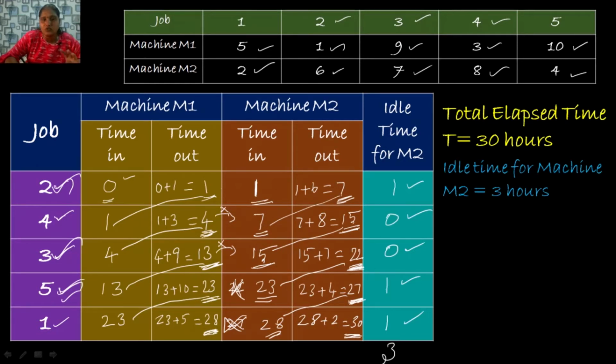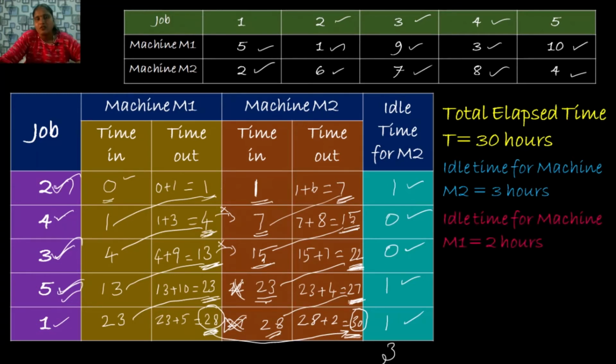because it has to wait for machine M2 to complete all the jobs. Machine M2 completes processing on all the jobs at 30 hours. So even though machine M1 completes its processing time on all jobs at 28 hours, it has to wait for machine M2 to complete its jobs. That is 30 minus 28, that is 2 hours it has to wait for machine M2 to complete. So the idle time for machine M1 is 2 hours.